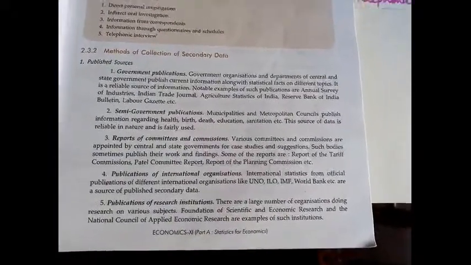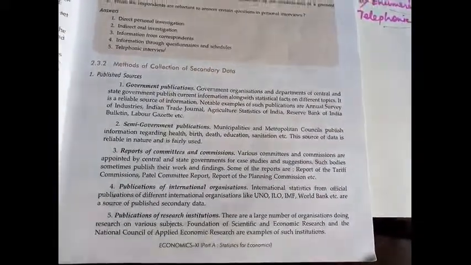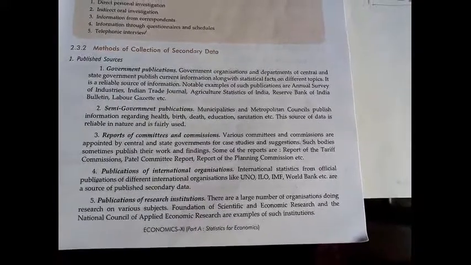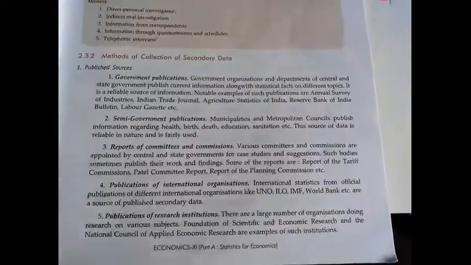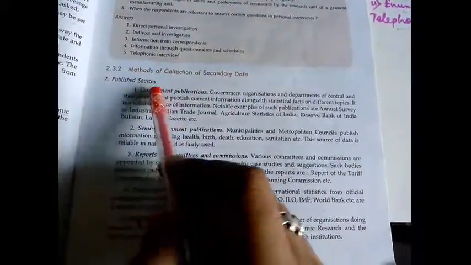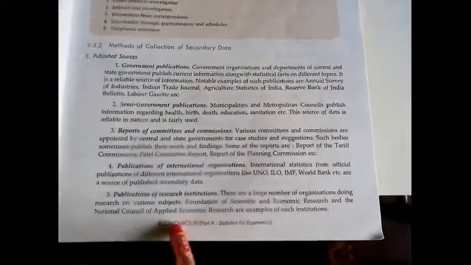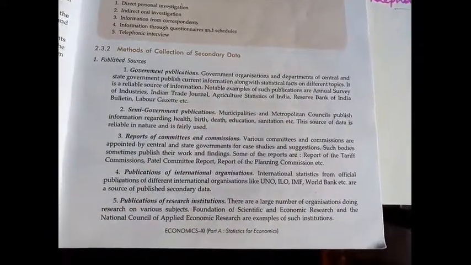And students, these organizations provide you data which is very reliable and true, not false, not biased data or information. Since you are dealing with published sources, all the data these sources provide to you will be reliable and trustworthy. They are not false.